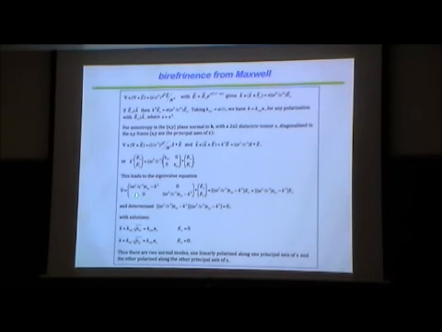Setting the determinant equal to zero, in this case, gives us two solutions. One solution has k squared equal to epsilon xx omega squared over c squared. That gives a k, which is k vac times the square root of epsilon xx, which is the refractive index for light polarized in the x direction. And if this term is zero, then we calculate out this matrix, we see that the solution has to have Ey equal to zero. So this is a solution that's polarized along the x direction. And then the second term in the determinant gives us a solution polarized along the y direction.